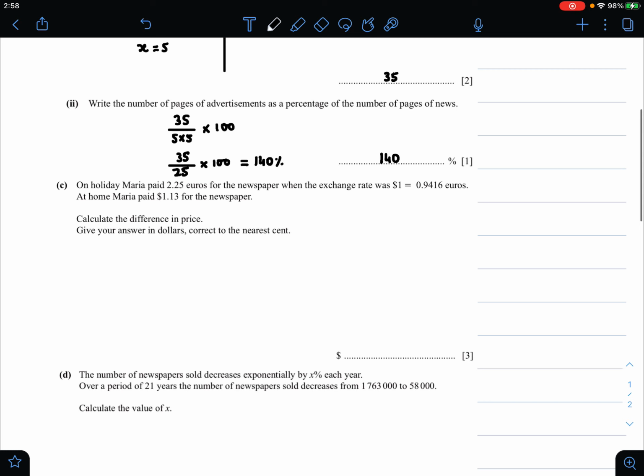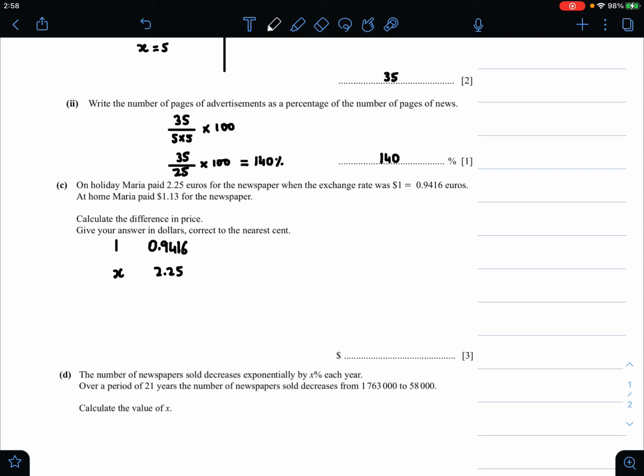So they are asking you to calculate the difference in price. Now they've told you that on a holiday Maria pays 2.25 euros, and at home she pays $1.13, and they've given us the exchange rate. So let's do that. We have to calculate in dollars. So let's convert euros to dollars. Now they've told us that $1 is 0.9416 euros, and therefore we have to calculate 2.25 euros is how many dollars.